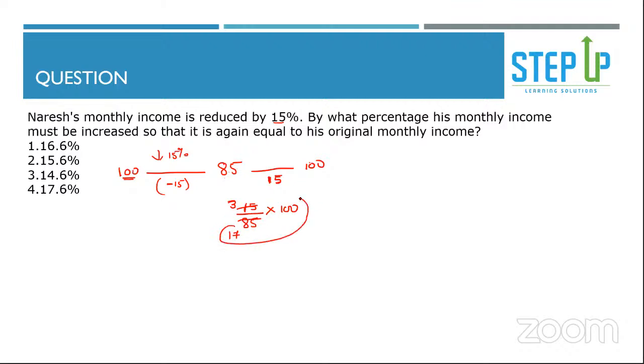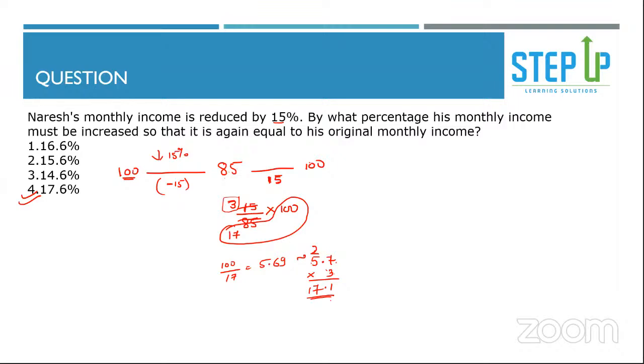If you remember 100 by 17, yesterday we discussed all the fractions. So 100 by 17 was equal to 5.69, or you can say approximately 5.7. Multiply it by 3: 5.7 into 3 is about 17 point something. So the answer is 17.6, the fourth option. Done. I hope that's clear.